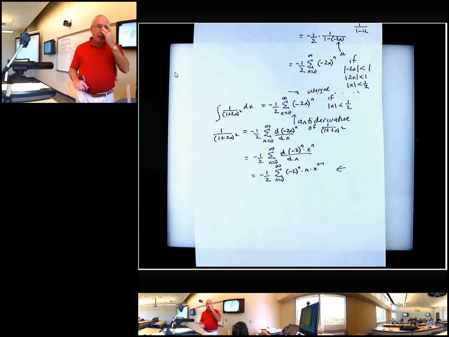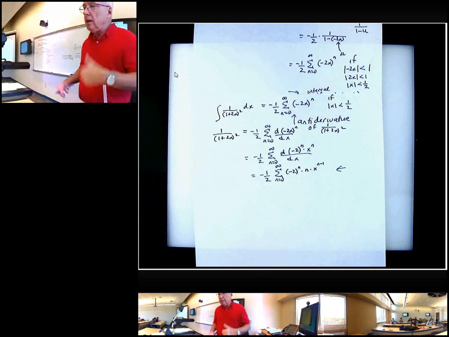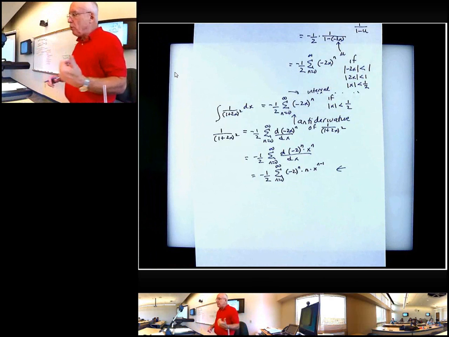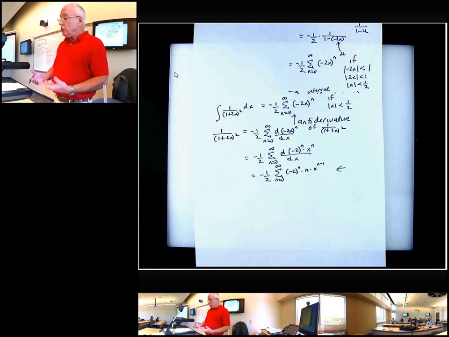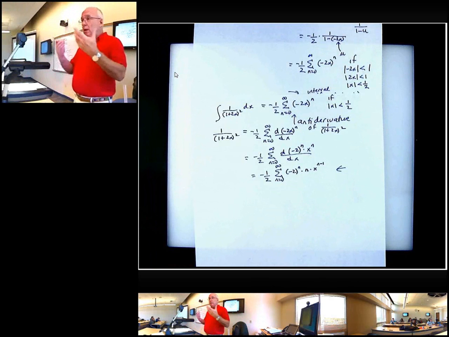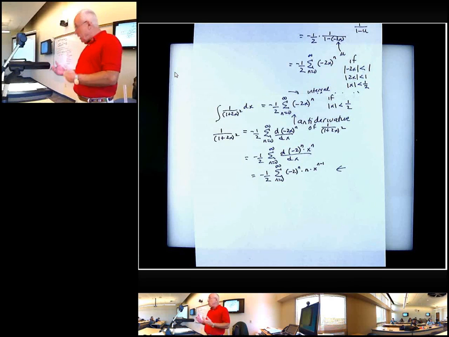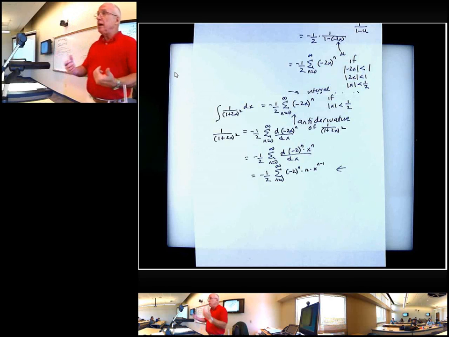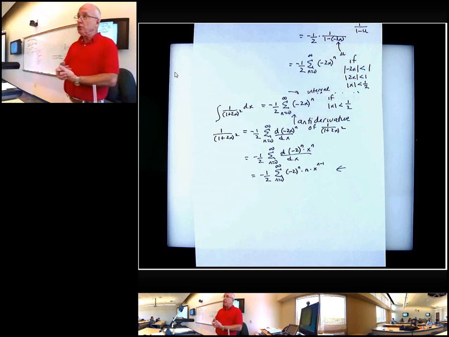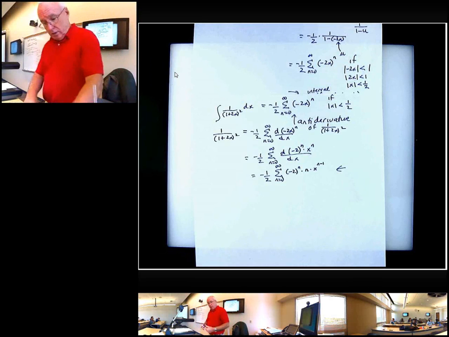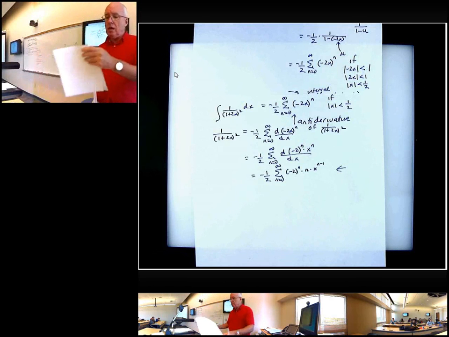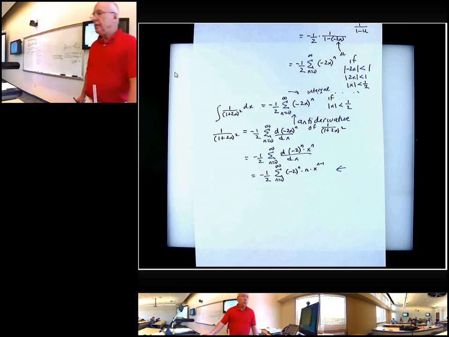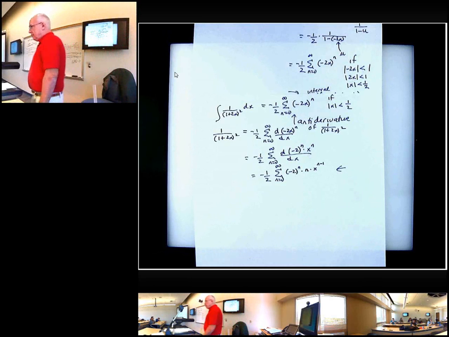We had an example like this at the end of class last time, where again we had to do an integral first so that we can make it as 1 over 1 minus u, and then we had to find the derivative to get back to the original function. Question on that example, that process?